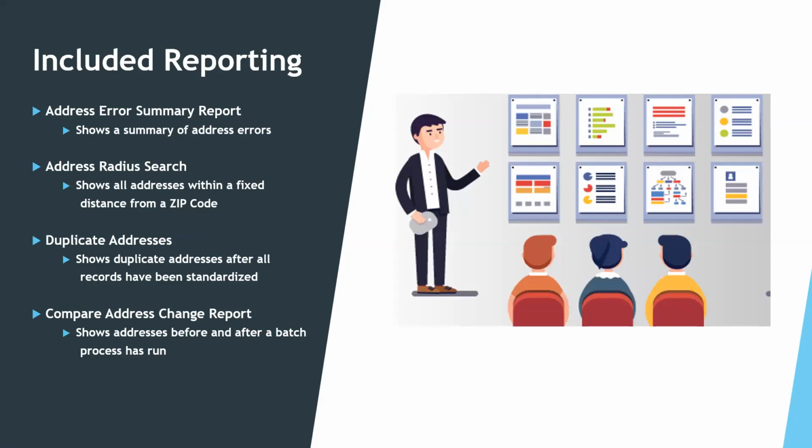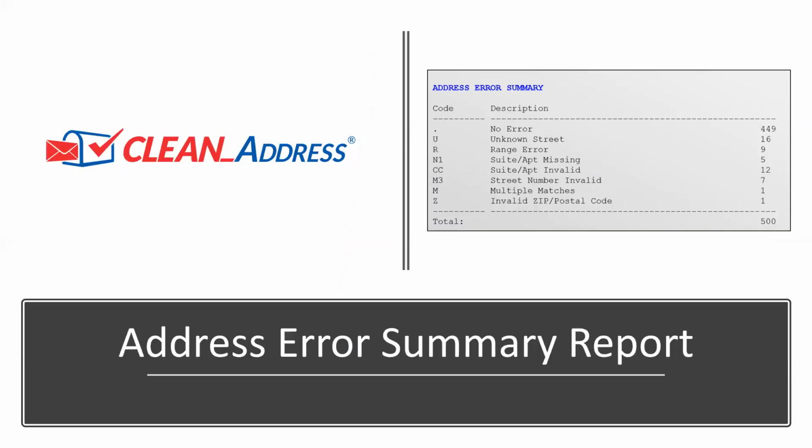So we have some included reporting. We definitely wanted to let everybody know that there are reports that do come with Clean Address, and they are accessible. We did talk briefly about the radius search, but I think we're going to get into it a little bit more. We have a compare address change report and an address summary report, and we're going to show you what they look like and some of the things that you can do in order to work a little bit better with the batch processing that you're currently doing.